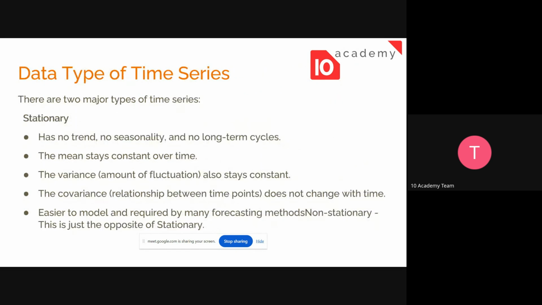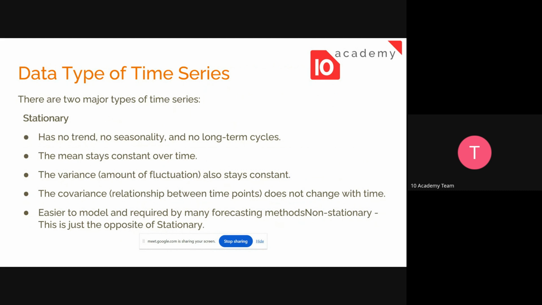The classical time series models usually handle only one variable at a time, which limits complexity. So what are the data types of time series? There are two major types of time series, stationary and non-stationary. So what is stationary? It has no trend, no seasonality, no long-term cycles. It's the perfect prediction tool. If our data is stationary, it will not have trends or seasonality, it goes smoothly, so you can predict the future perfectly.